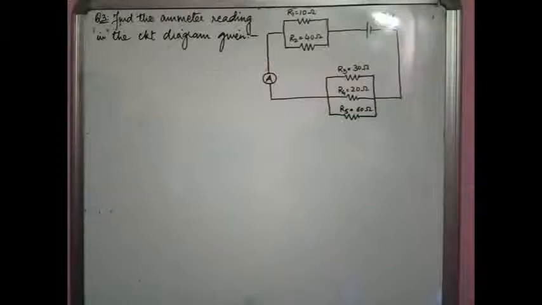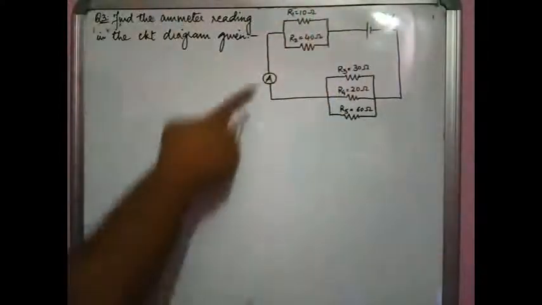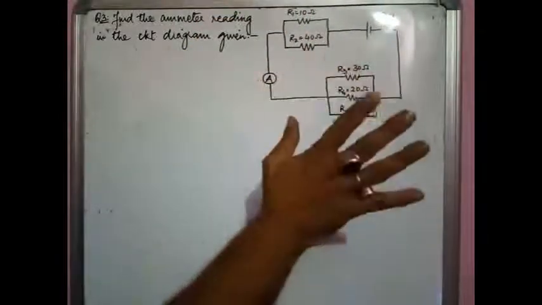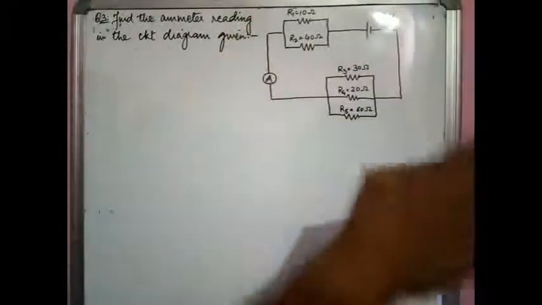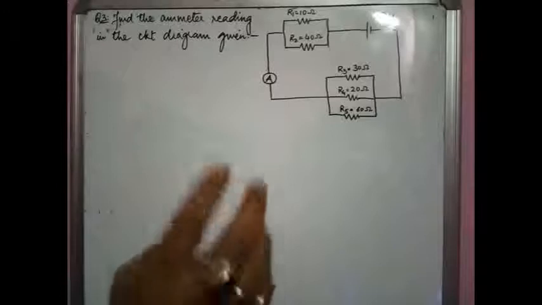Okay, so here is the last question. Find the ammeter reading in the circuit diagram given below. Here is the circuit diagram. You can see there are 1, 2, 3, 4, 5 resistances in all, R1 to R5. The values have been given as shown.